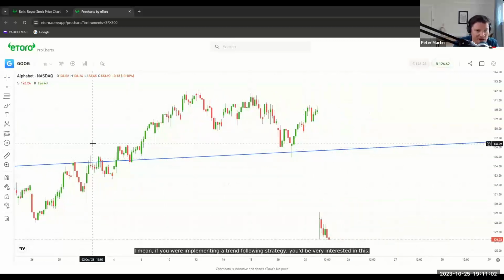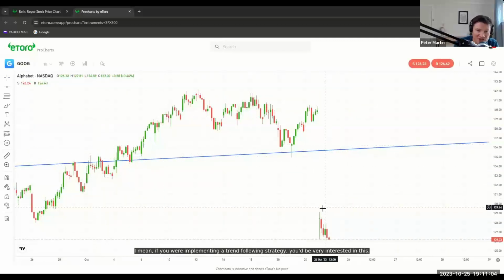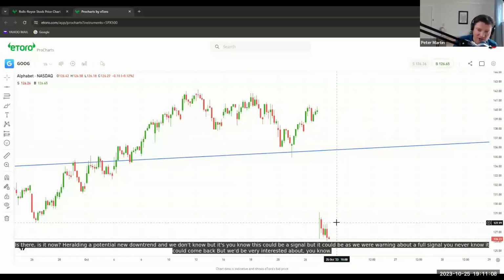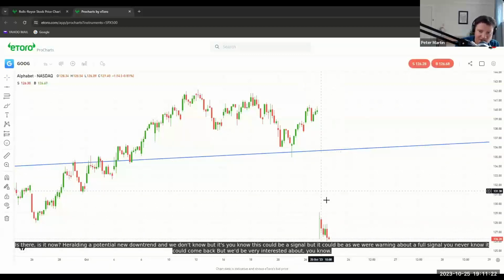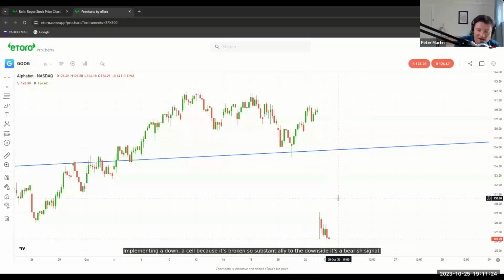I mean, if you were implementing a trend following strategy, you'd be very interested in this. Is it now heralding a potential new downtrend? We don't know. It could be a signal, but it could be, as we were warning about, a false signal. You never know, it could come back. But we'd be very interested in implementing a sell because it's broken so substantially to the downside. It's a bearish signal.